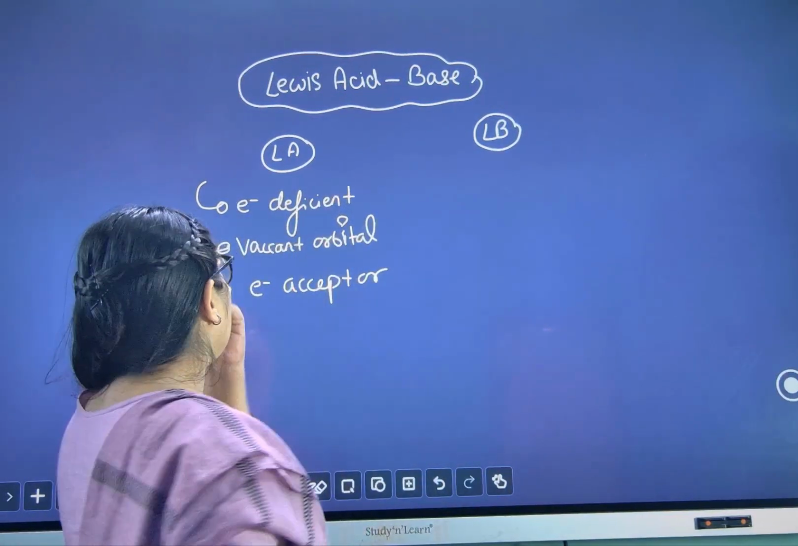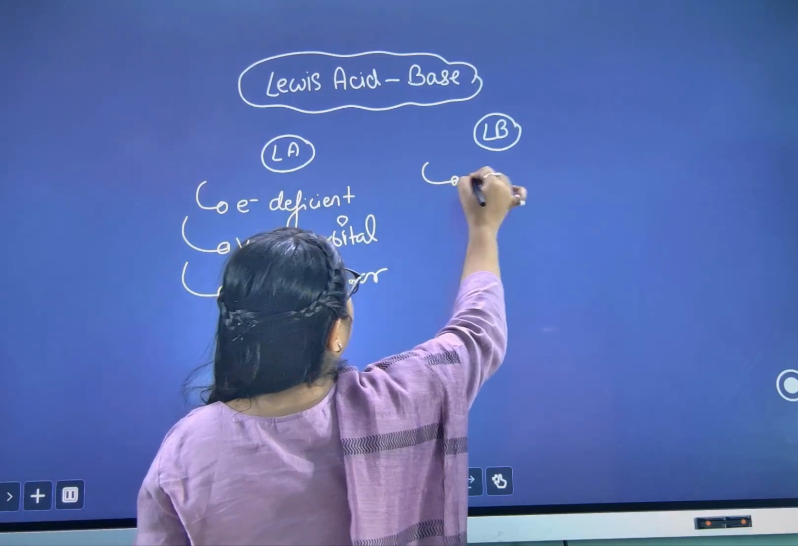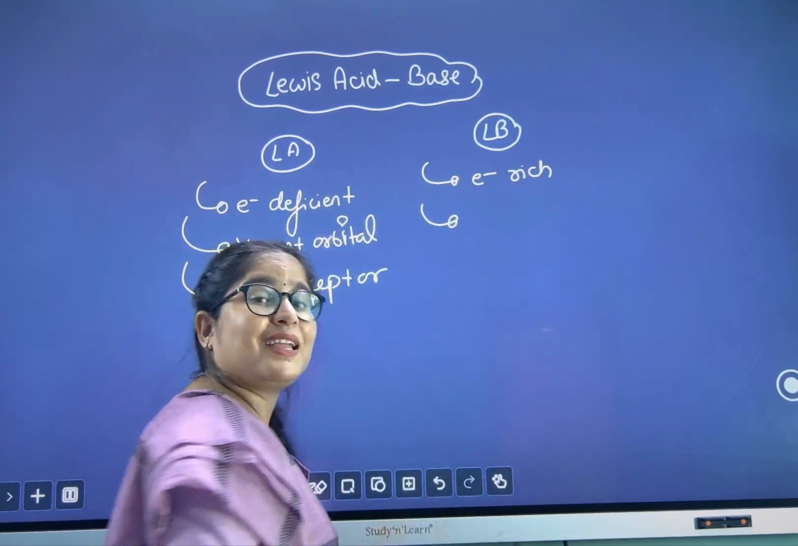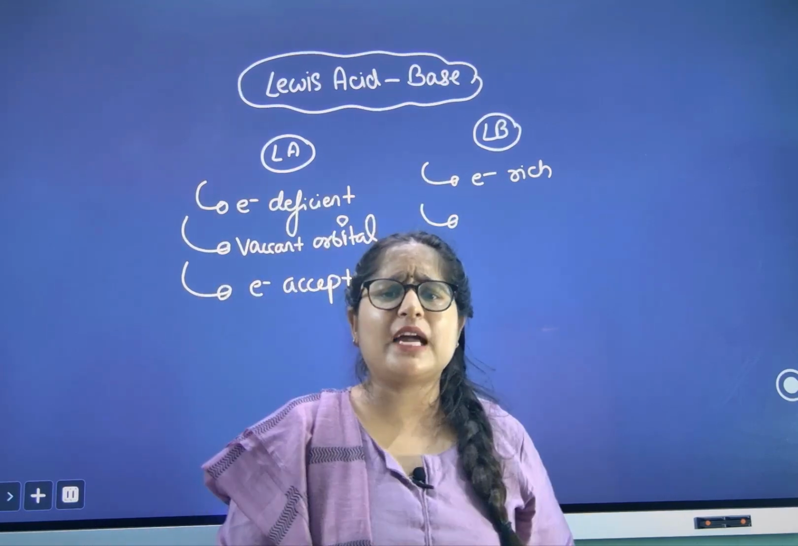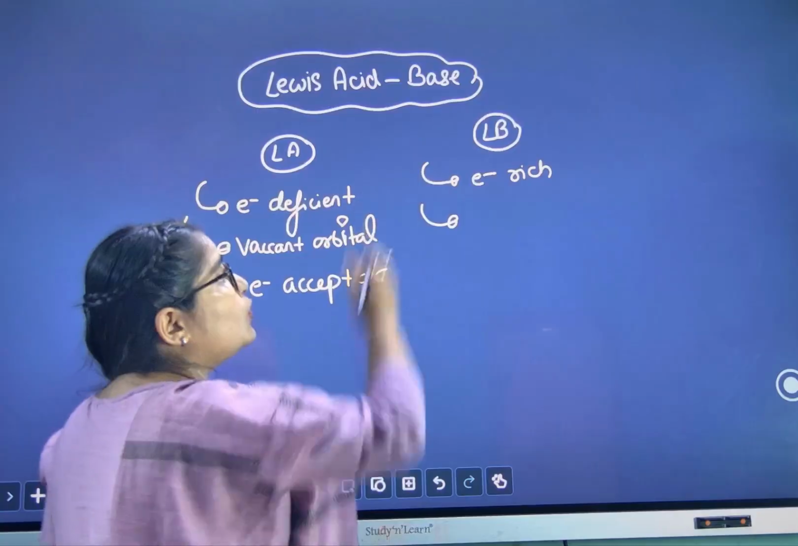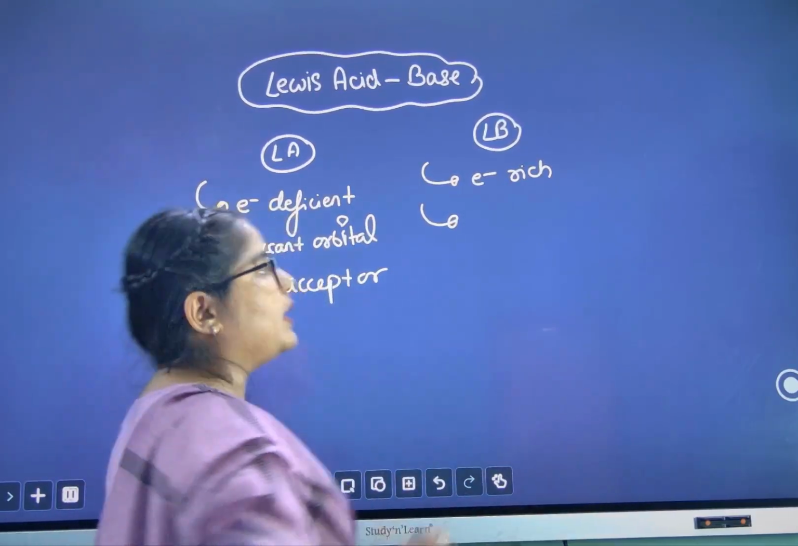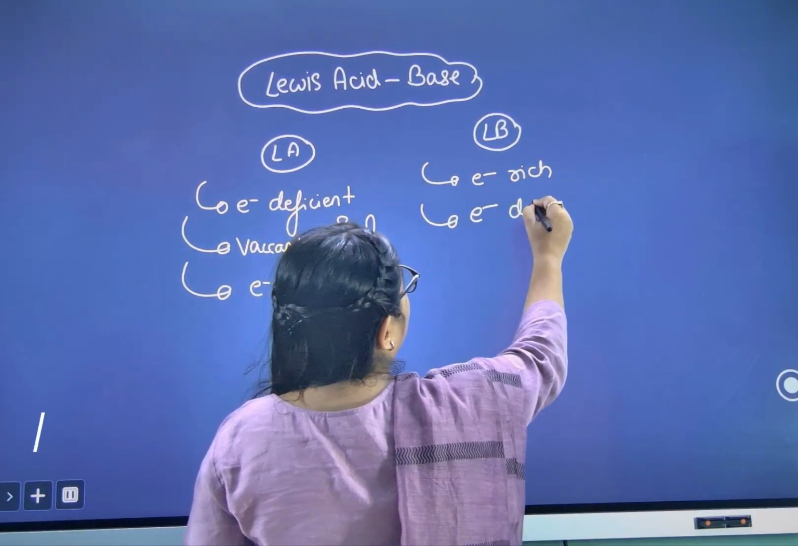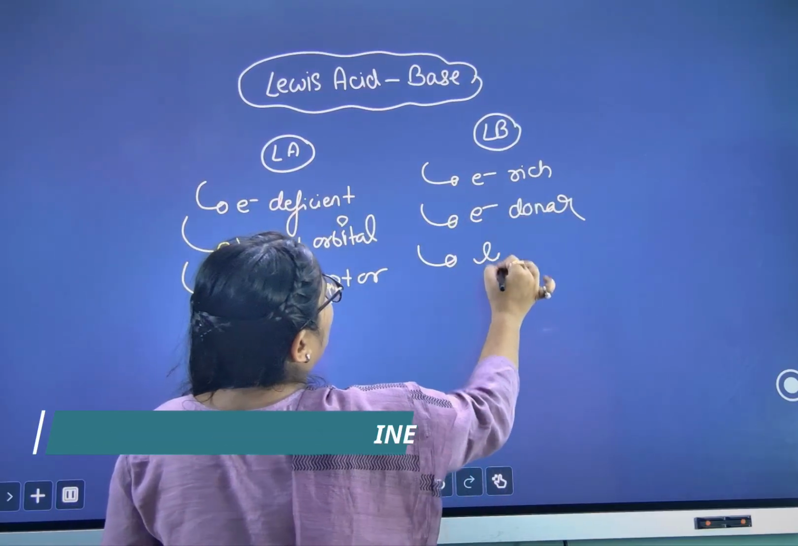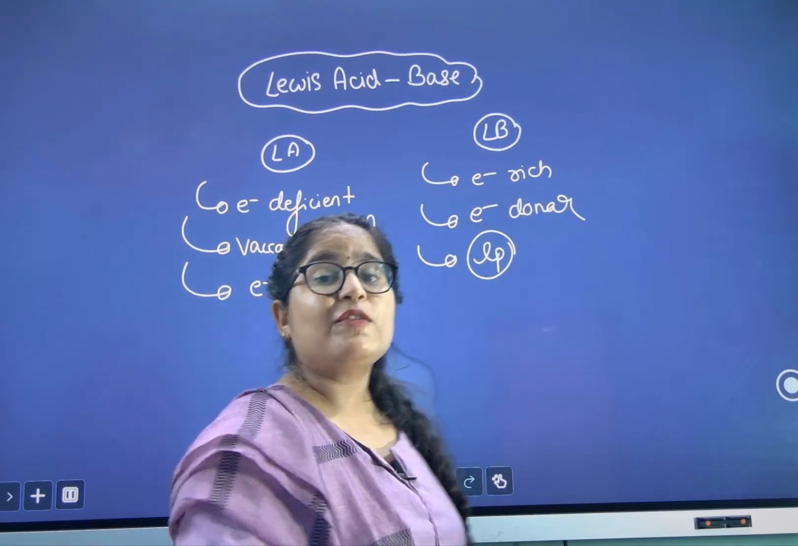Now let us see here for Lewis base. What will we say for Lewis base? They are electron rich species. If I am rich, what will I do? I will donate, right? So Lewis bases are electron donors, and they will have a lone pair. What will they have? A lone pair.